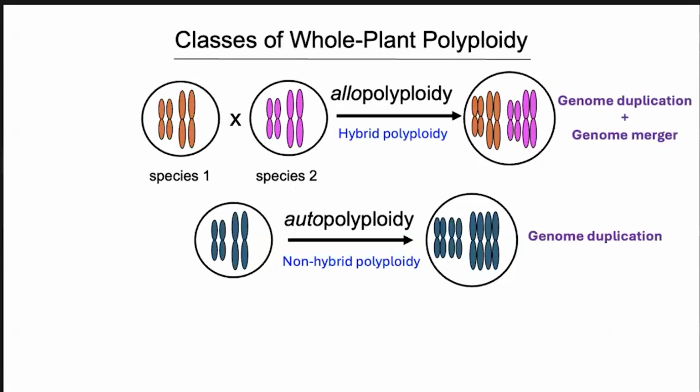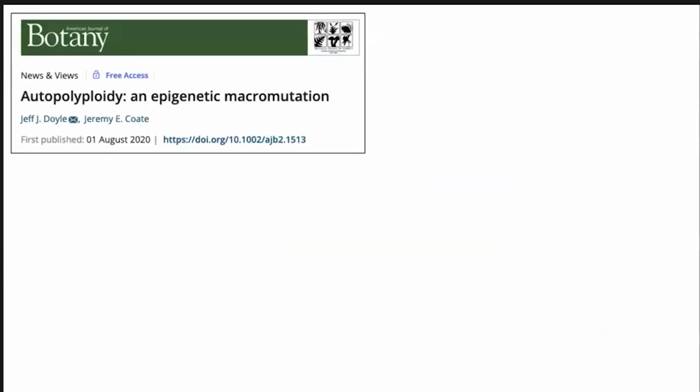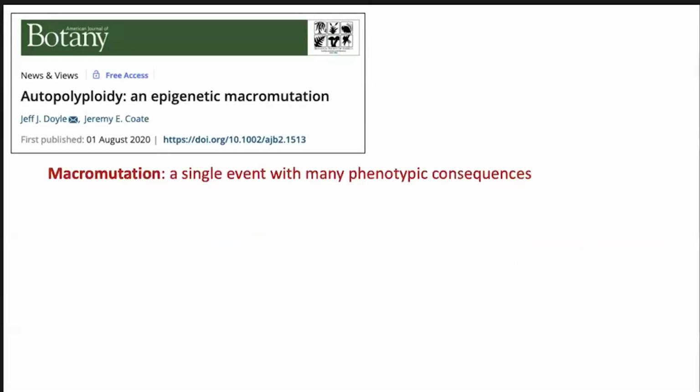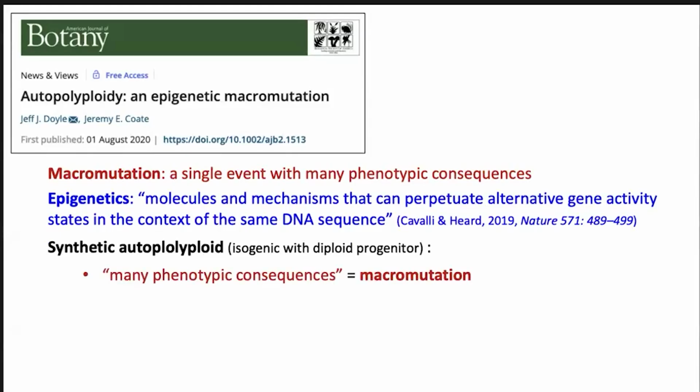Okay, so classes of whole genome polyploidy, I've talked about this already. If you want to understand what genome doubling does, you don't want to look at a hybrid polyploid where two genomes are being combined. Instead, you want to look at what the Soltises have called pure polyploidy, and that's autopolyploidy, just doubling the same genome more or less. And so if you think about this, autopolyploidy is an epigenetic macromutation. A macromutation, polyploidy has been called that by many other people over many years, but a macromutation is a single event, polyploidy in this case, with many phenotypic consequences. Epigenetics has been defined variously, but here's one definition: molecules and mechanisms that can perpetuate alternative gene activity states in the context of the same DNA sequence. So a synthetic autopolyploid, which is isogenic with the diploid from which you created it, has many phenotypic consequences, so it's a macromutation.